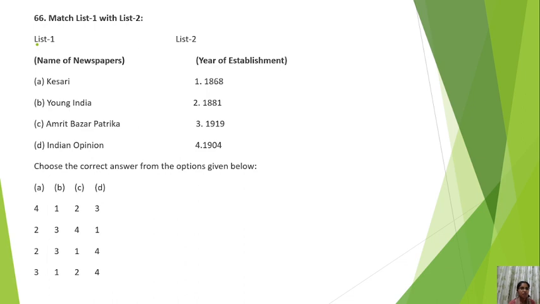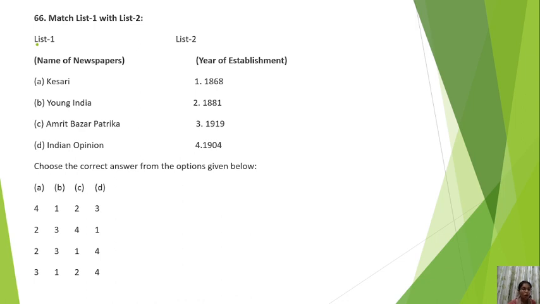Next, you have to match list 1 with list 2: names of newspapers with their year of establishment. The newspapers are Kesari, Young India, Amrit Bazar Patrika and Indian Opinion. On the right hand side, you have been given the years of establishment. It is difficult to remember the years, but let me tell you that the publications associated with Mahatma Gandhi are very important. Mahatma Gandhi, Raja Ram Mohan Rai and Bal Gangadhar Tilak are very important.